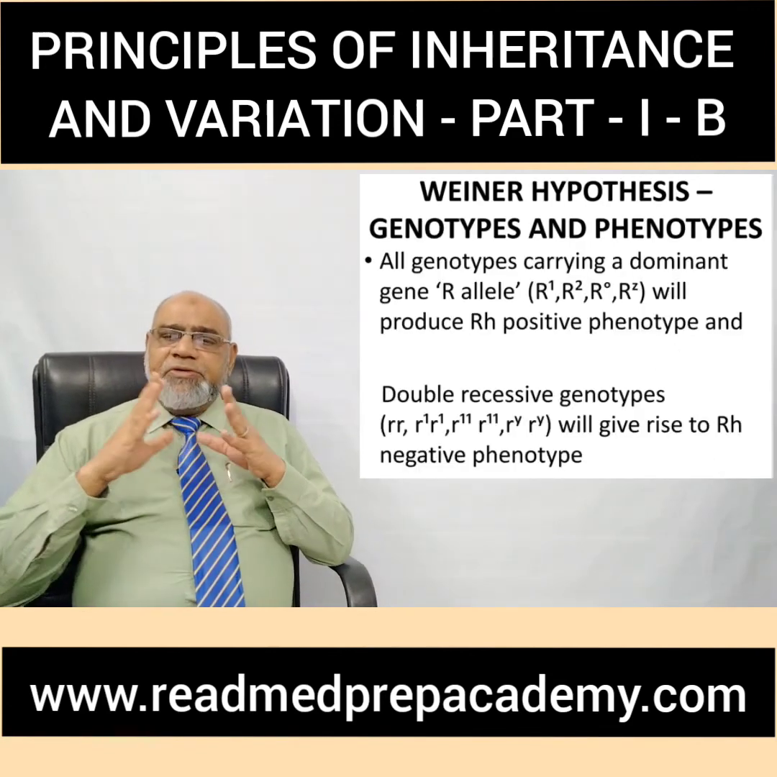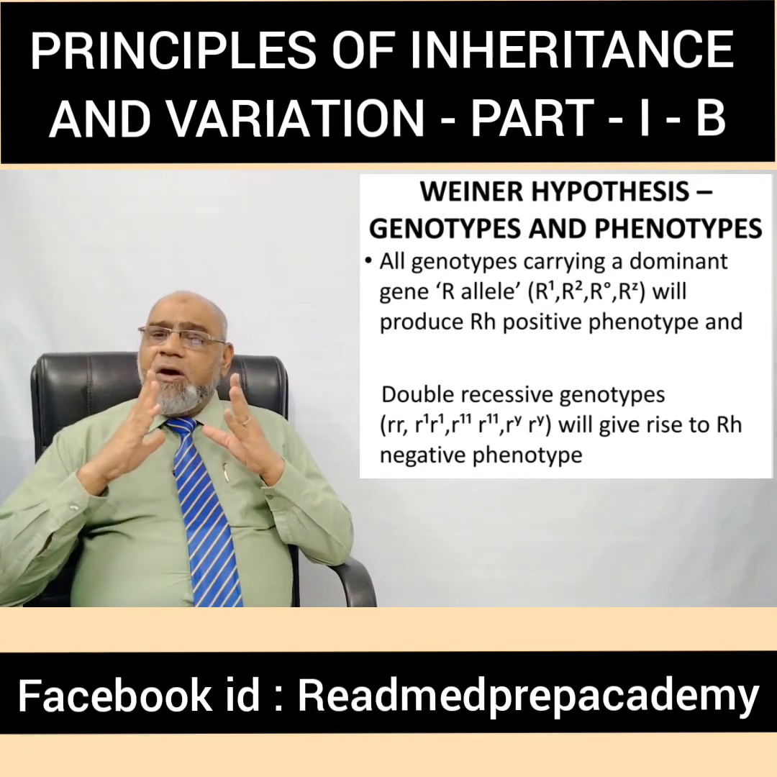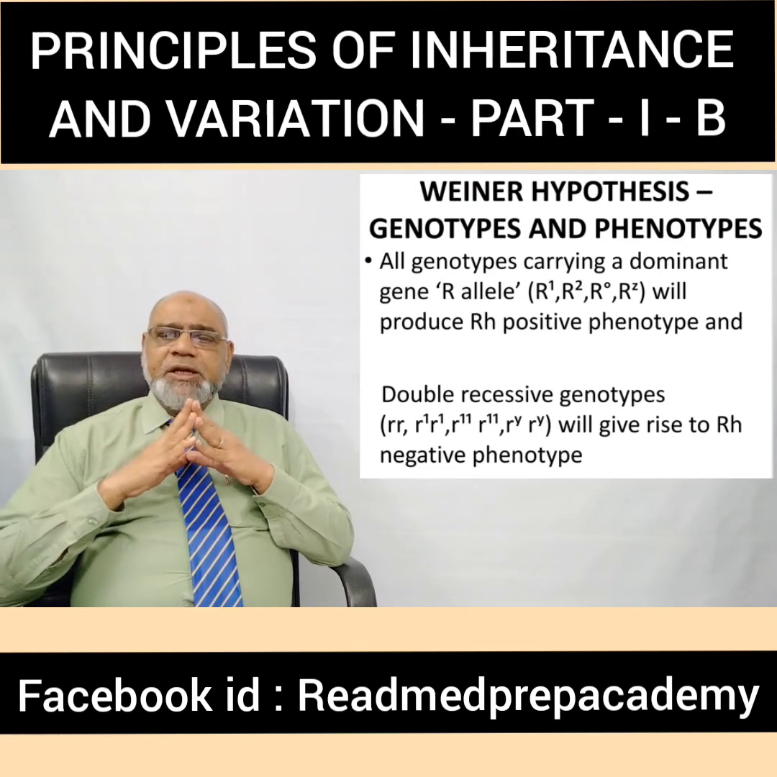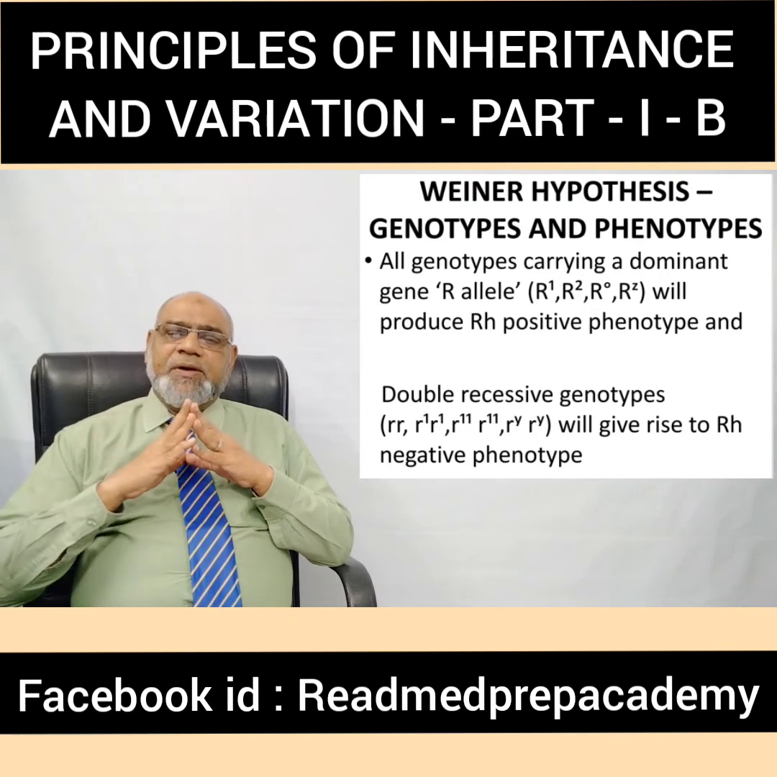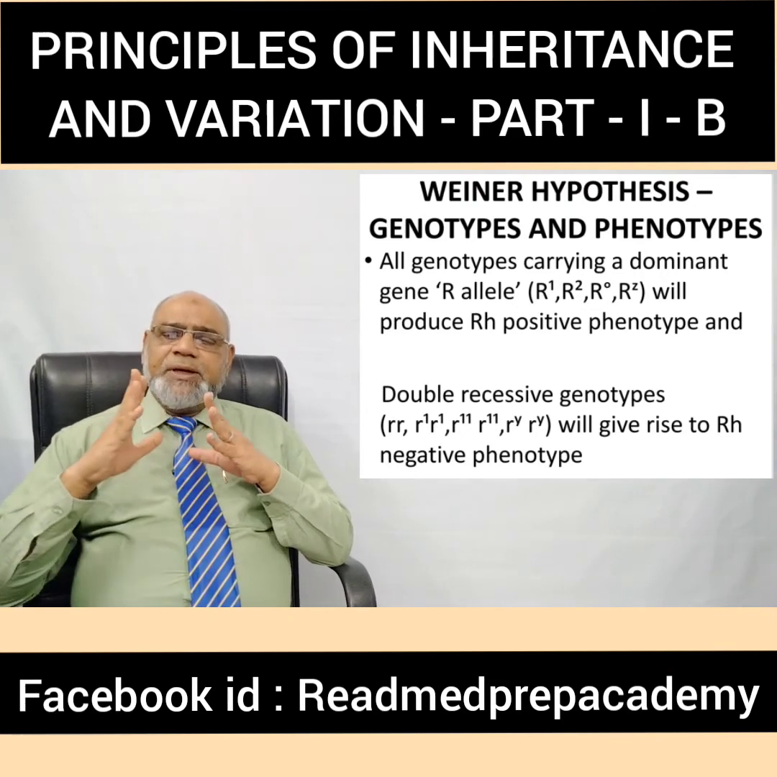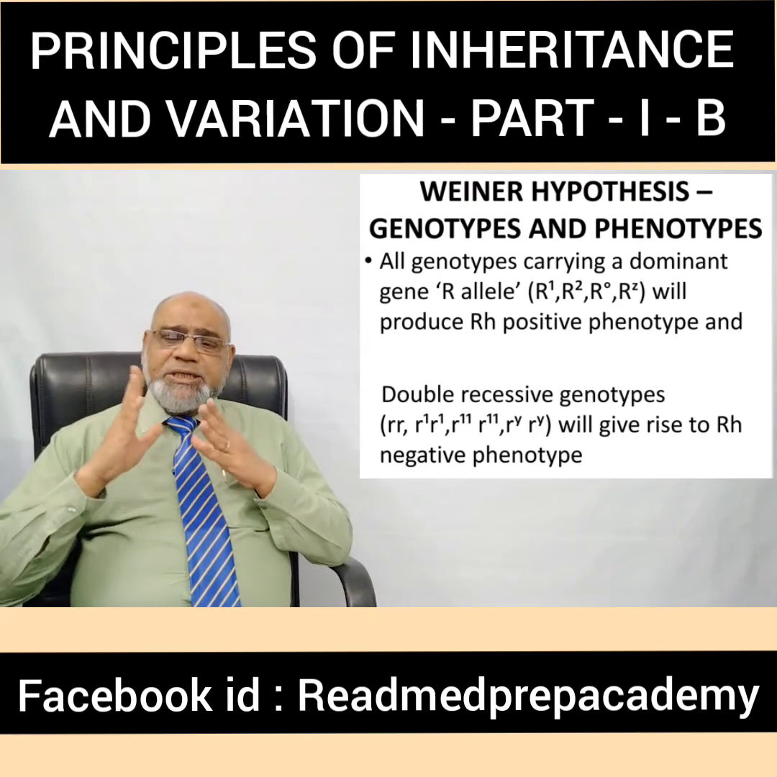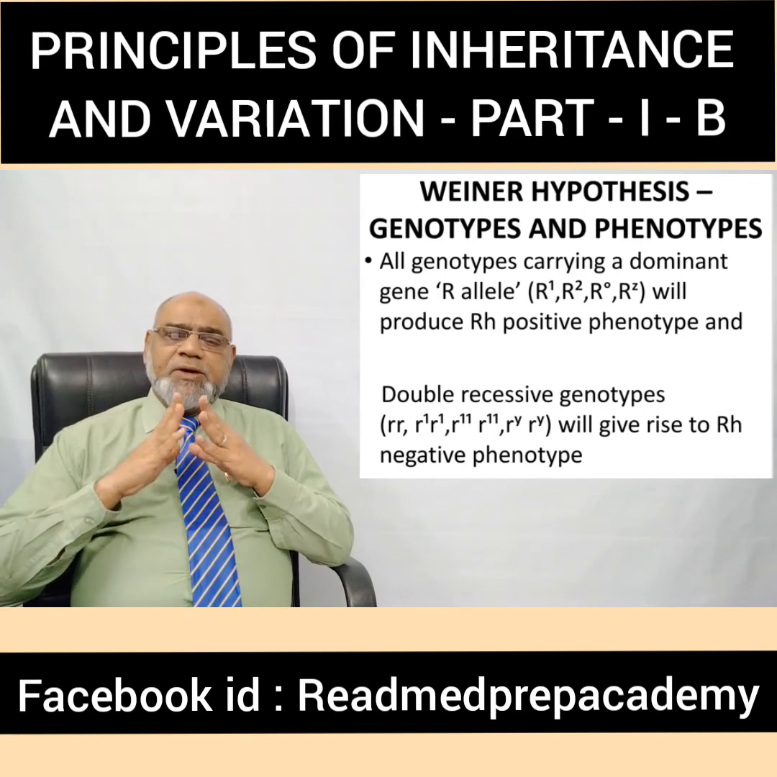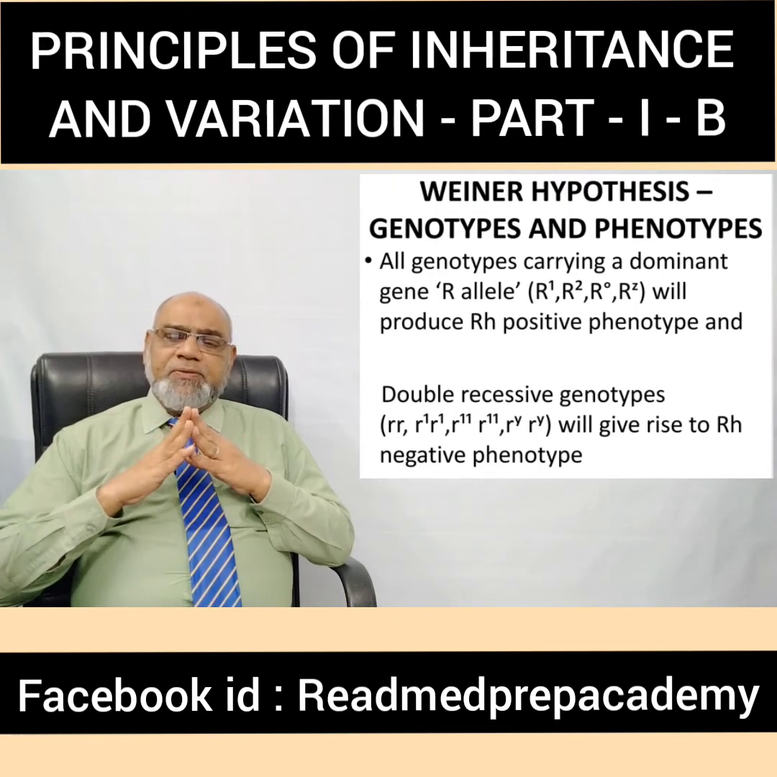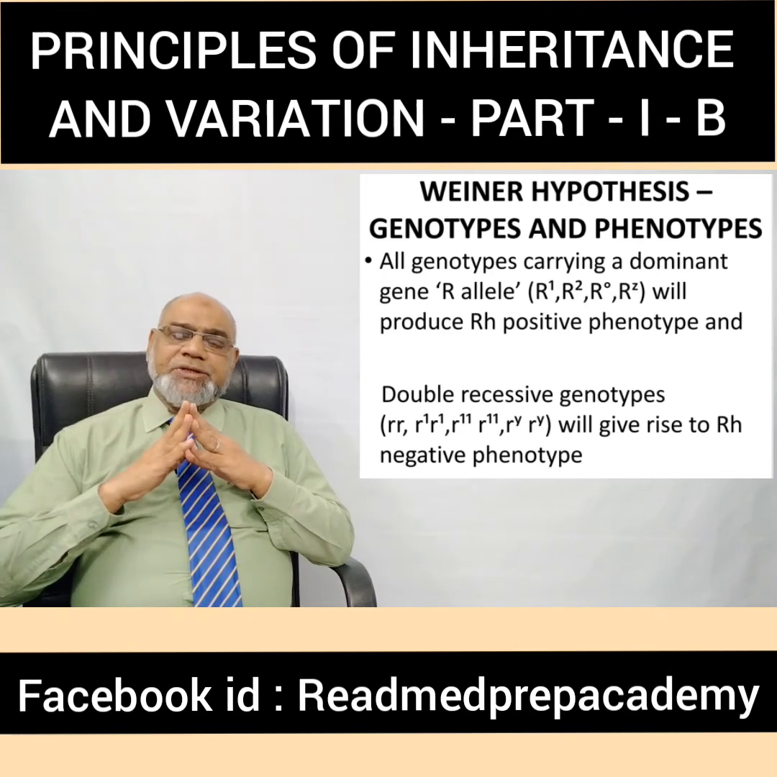So according to Wiener's hypothesis, for genotypes and phenotypes, all genotypes carrying a dominant gene, capital R allele, capital R to the power of 1, capital R to the power of 2, capital R to the power of 0, capital R to the power of Z, will produce Rh positive phenotypes. Double recessive genotypes like lowercase rr, r to the power of 1, r to the power of 1, r to the power of 11, r to the power of 11, r to the power of y, r to the power of y, all being lowercase, will give rise to the Rh negative phenotype.